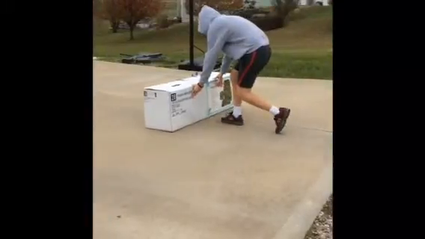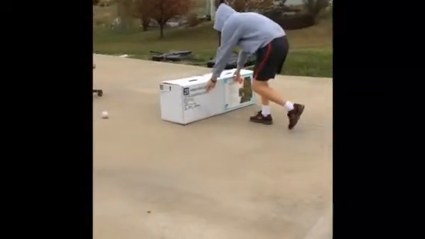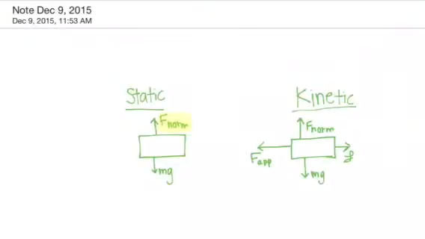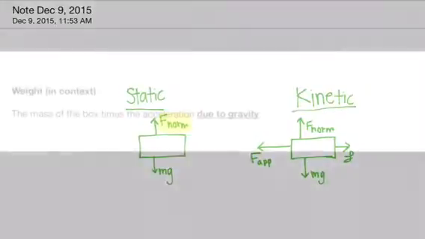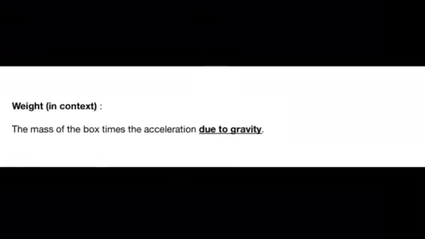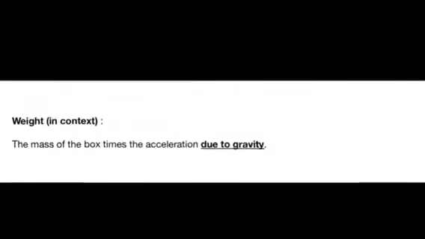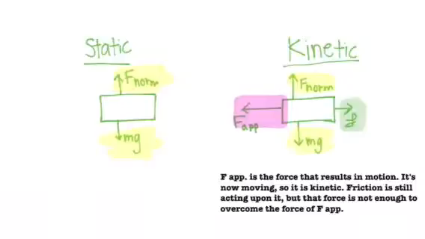While at rest, the friction between the box and the ground is equal to the normal force, or the upwards force that the ground places upon the box. This normal force is also equal to the weight of the box, weight being the mass of the box times the acceleration due to gravity. And as the box moves, the type of friction has changed from static to kinetic.